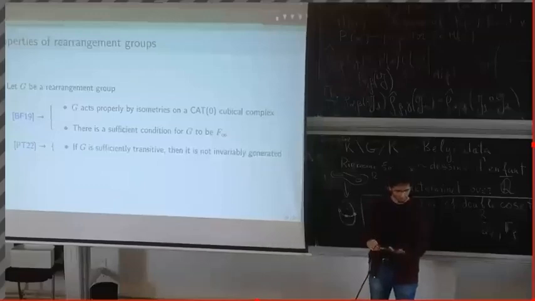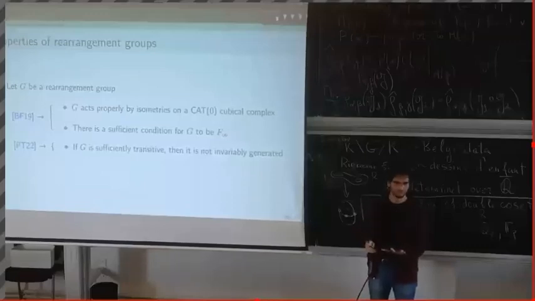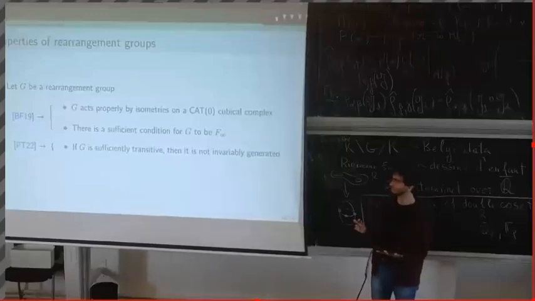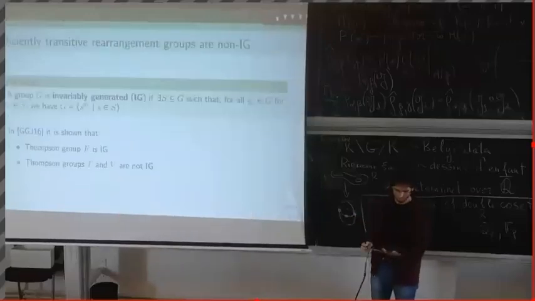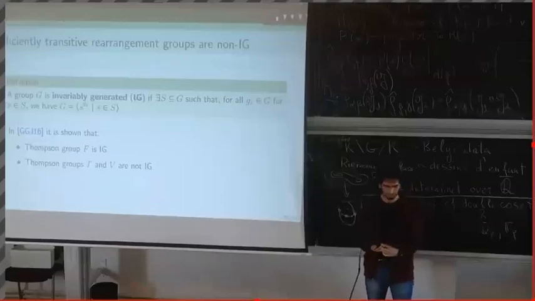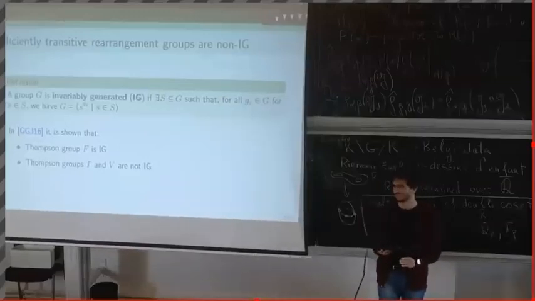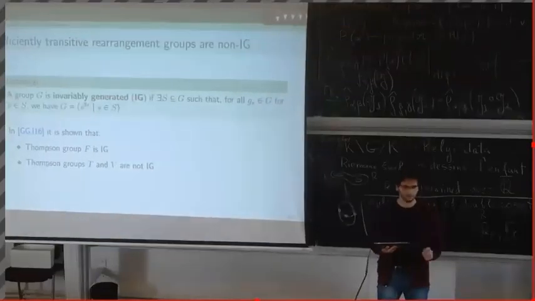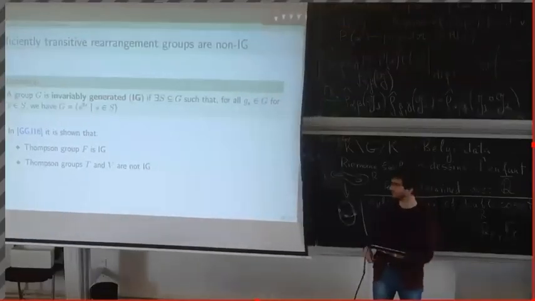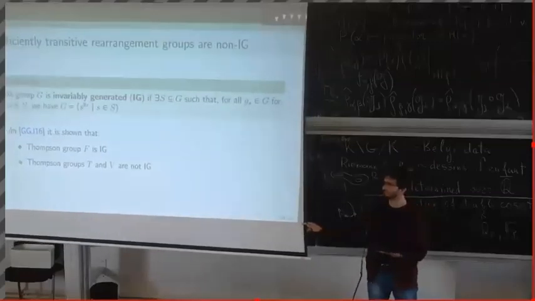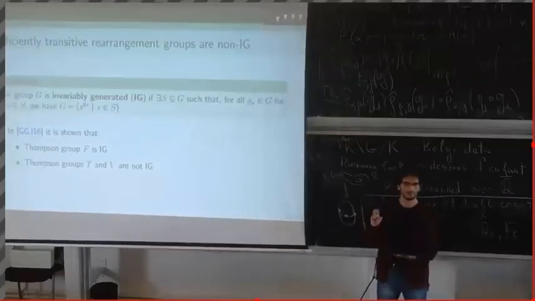But yeah, it's good that we know of a sufficient condition, but right now this is not very easy to check. And one last thing that Davide Perego and I proved very recently is that if a rearrangement group is very transitive, whatever that means, then it is not invariably generated. Now, what do I mean with these two things? Well, first of all, we say that a group is invariably generated when it admits a generating set S that is invariant under conjugation, by which I mean that if you take the elements and you conjugate them by any element that you want, you still end up with a generating set.